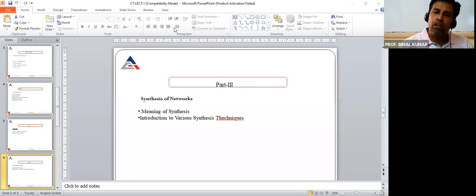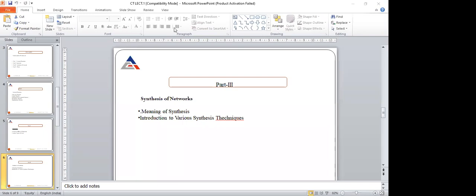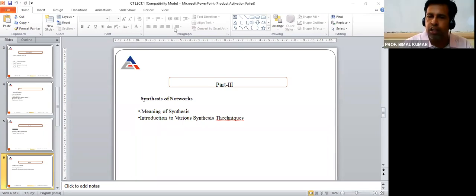So in part 3, we will discuss synthesis of the network. What is synthesis? I had already explained it to you. Designing of the network by using different techniques.